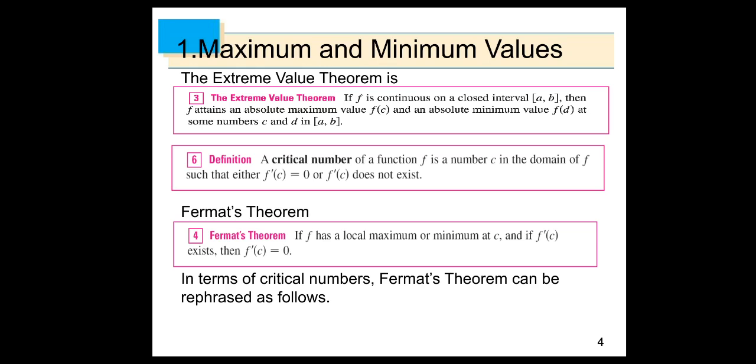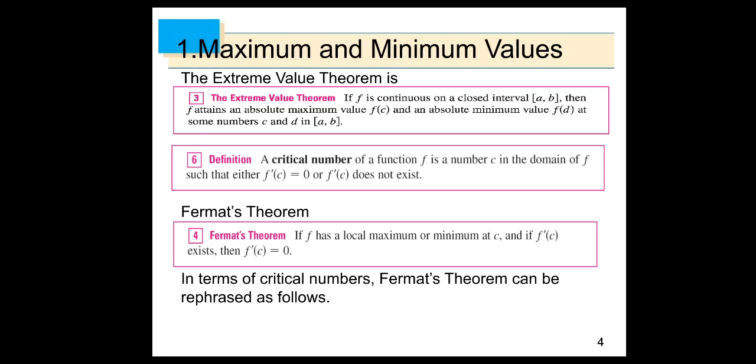So it says that if f is continuous on the closed interval [a, b], then f attains an absolute maximum value f of c and an absolute minimum value f of d at some numbers c and d in [a, b]. Understand? So that is the extreme value theorem, which involves two things. First one is it has to be continuous on a closed interval, right? Second thing is it has to attain these absolute minimum and absolute maximum values.